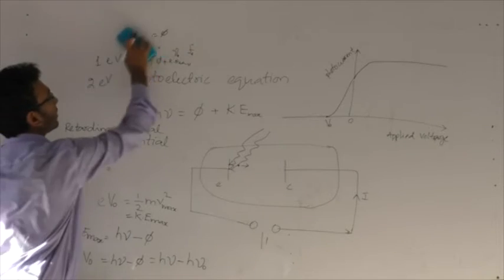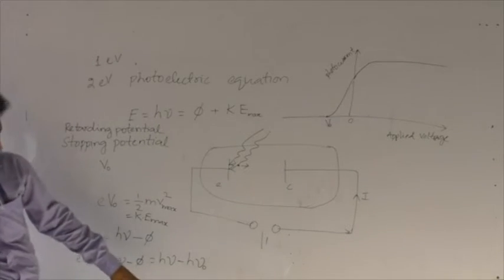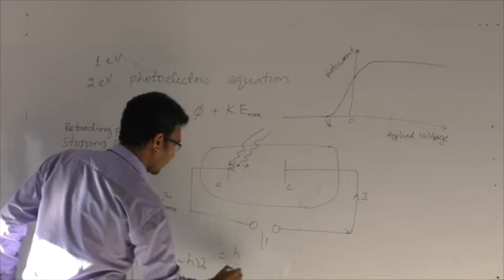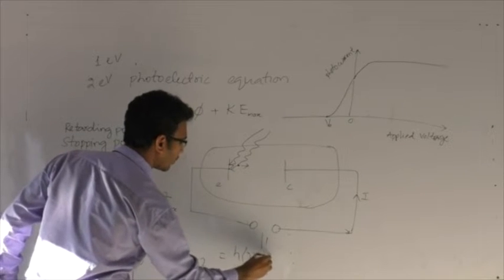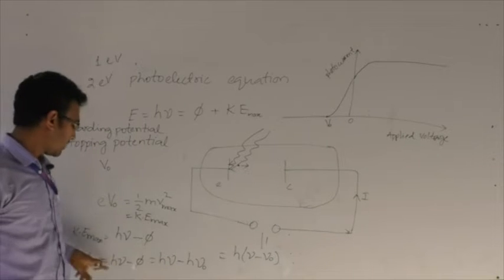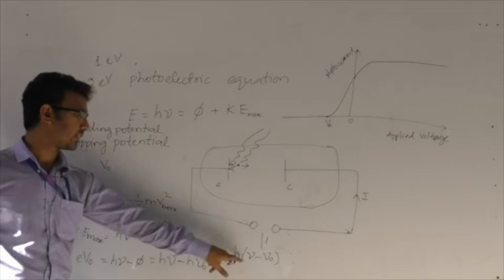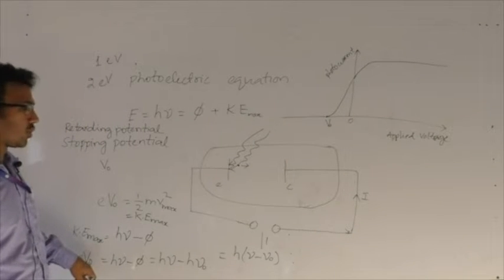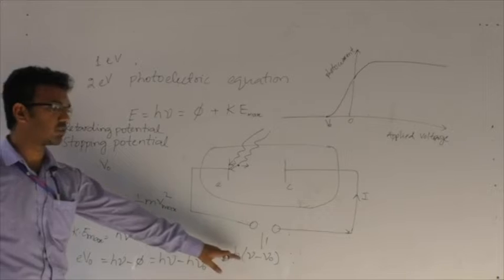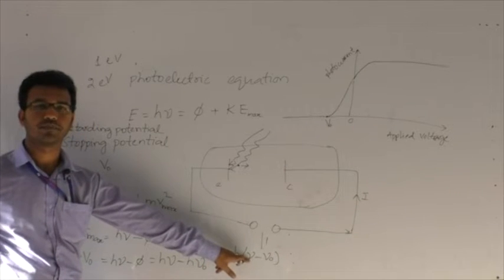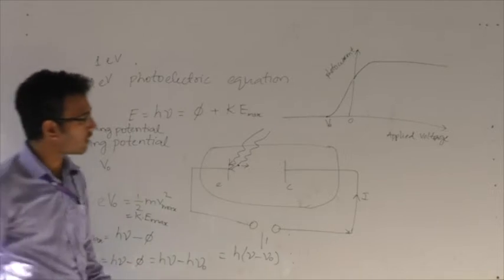Then what I can do is, here h into nu minus nu naught. Take h common outside. eV naught equals h times nu minus nu naught. Then we can understand that your stopping potential is proportional to the frequency of the incident light. So from this I can draw one more graph.